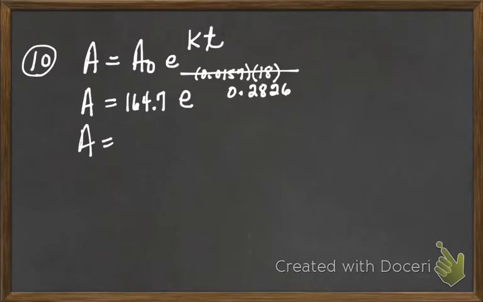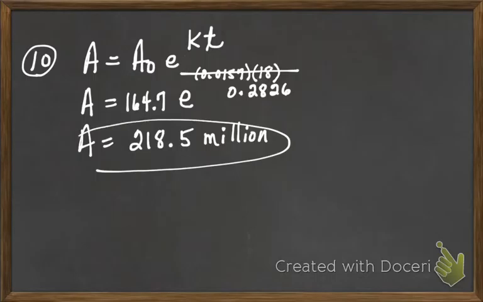164.7 times e to the 0.2826, close parentheses, and I'm getting 218 point some odd values. 0.5. Let's see where I worked this one out. Yeah. They said round your population to the nearest tenth. 218.5, and then this is where I do need to write million. Okay. So in the chart where I've worked number 10, they're going to give you everything that you need to know except one of those values, and then you'll just solve for that value, whatever you don't know. Okay? So that little chart should not be that bad.